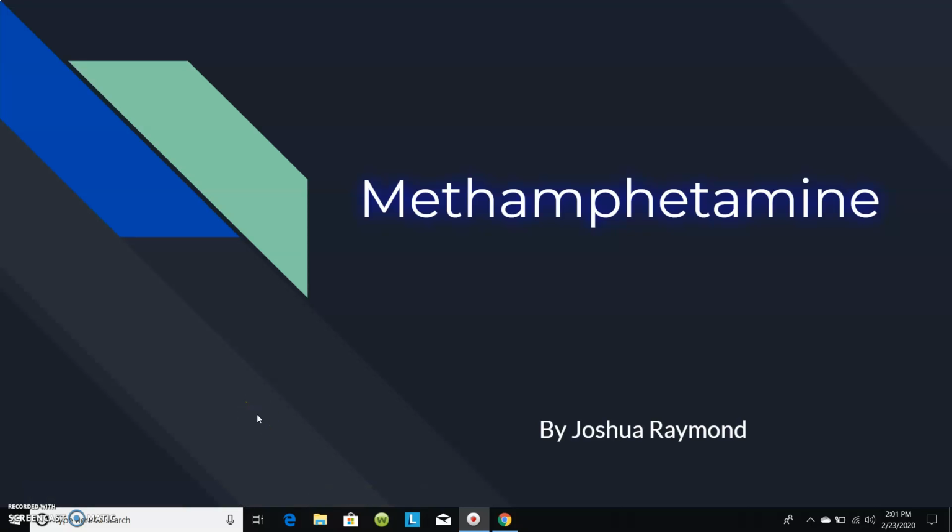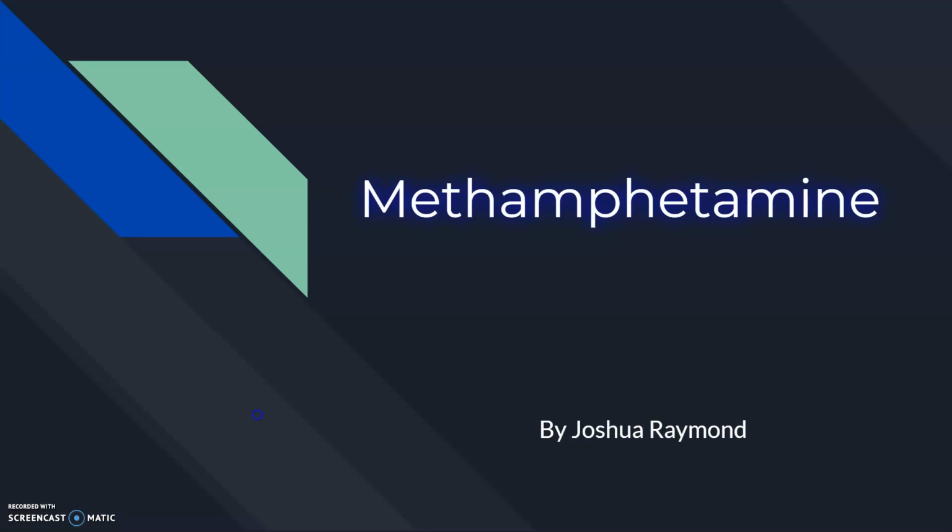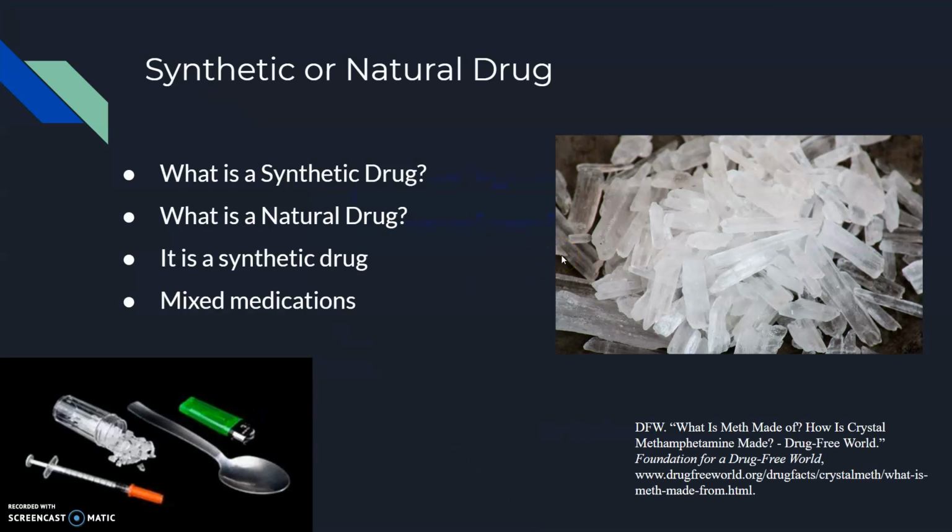Hello there! Well, today I'm going to be talking to you about methamphetamine. Alright? So, is it a synthetic or natural drug? First, what is a synthetic drug? A synthetic drug is created using man-made chemicals, rather than natural chemicals. A natural drug is a chemical substance produced by a living organism, such as a plant.